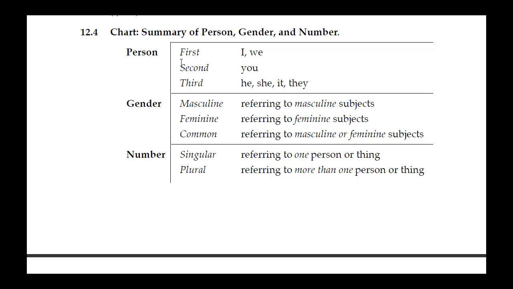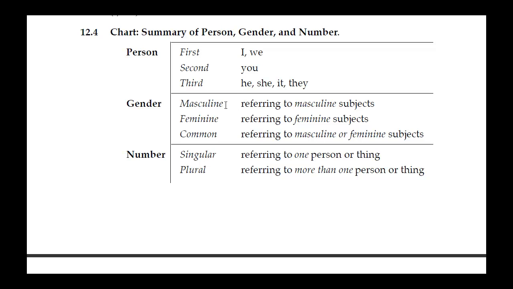So we can see that when we say first person singular, we're talking about I. When we say first person plural, we're talking about we. Second person singular is you. Second person plural is you all. So we're getting to the person: I, we, you. Third person is he, she, it, or they.